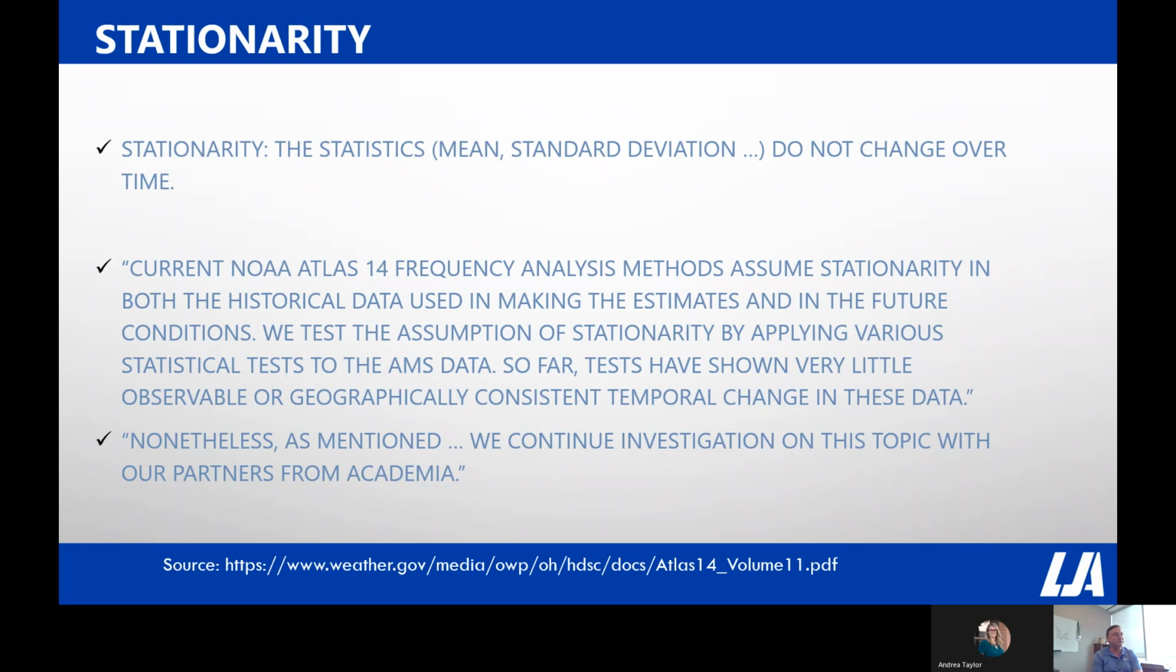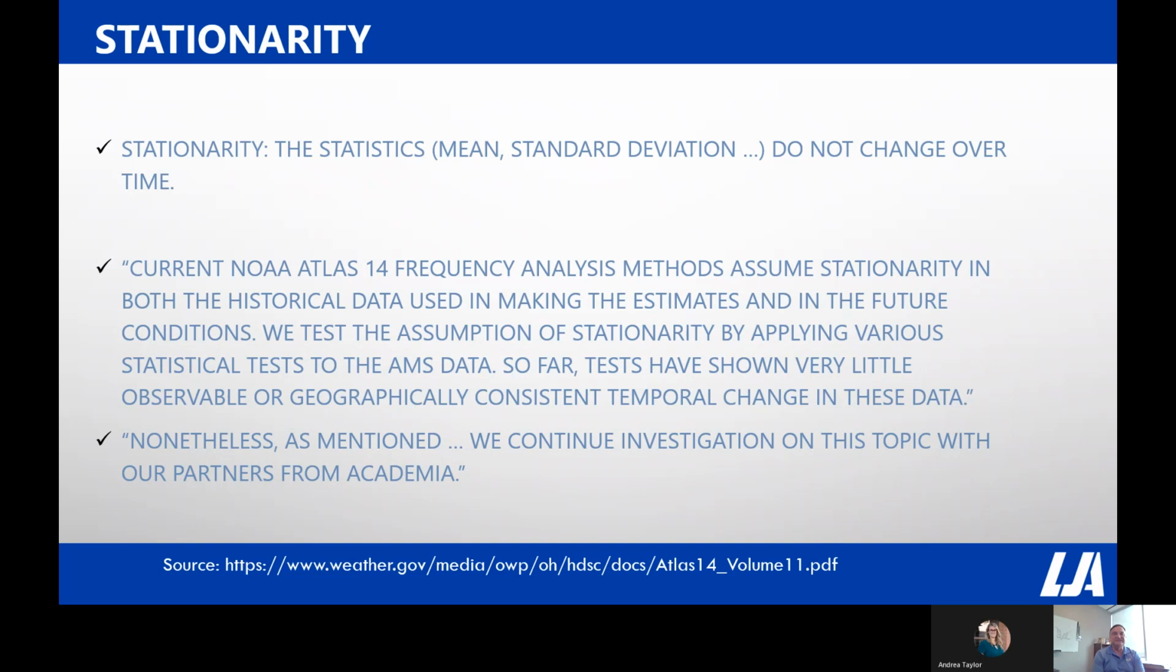And this is going to be the one time that I'm going to read during the presentation, a quotation from the Atlas 14 books: "The current NOAA Atlas 14 frequency analysis methods assume stationarity in both the historical data used in making the estimates and in future conditions. We test the assumptions of stationarity by applying various statistical tests to the AMS, the meteorological data. So far, tests have shown very little observable or geographically consistent temporal change in these data."